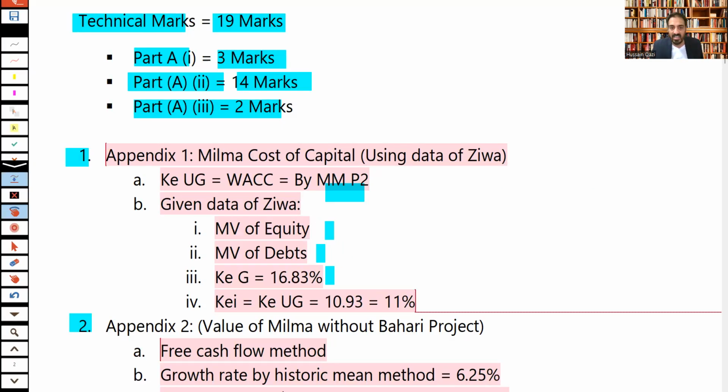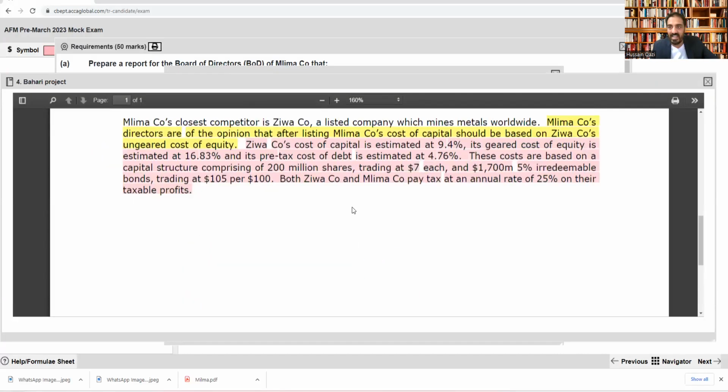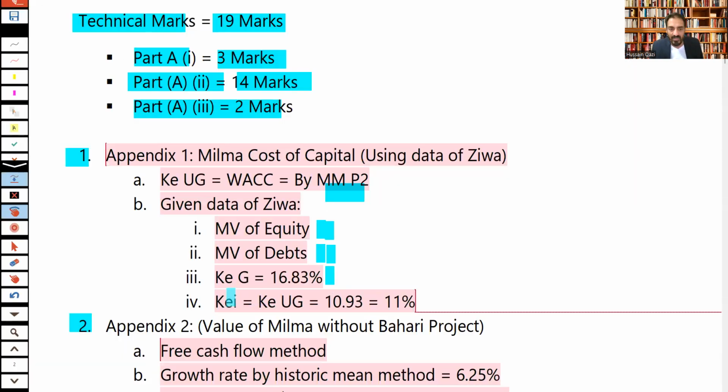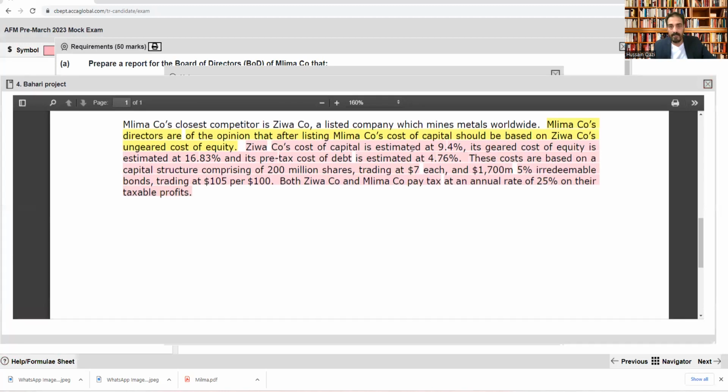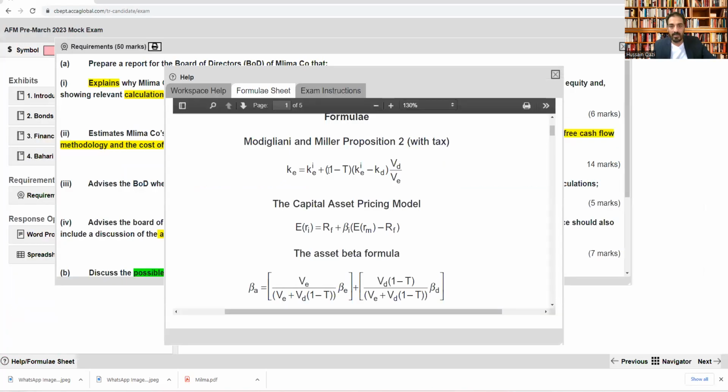Okay, so with the market value of equity and market value of debts, you simply identify, with the algebraic method or by letting the value be x, the value of KE ungeared, that is 10.93, about 11%. Applying this particular formula is very simple.